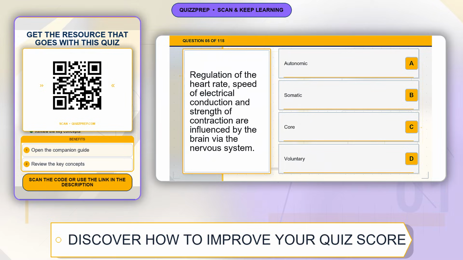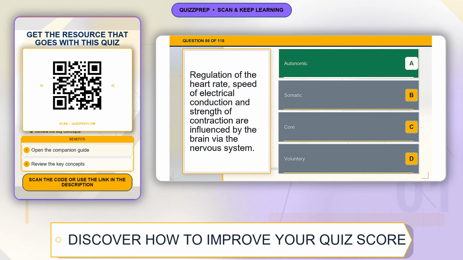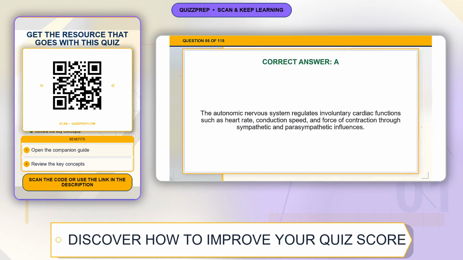Question 5. Regulation of the heart rate, speed of electrical conduction and strength of contraction are influenced by the brain via the blank nervous system. Option A, autonomic. Option B, somatic. Option C, core. Option D, voluntary. The correct answer is option A, autonomic. Explanation. The autonomic nervous system regulates involuntary cardiac functions such as heart rate, conduction speed, and force of contraction through sympathetic and parasympathetic influences.